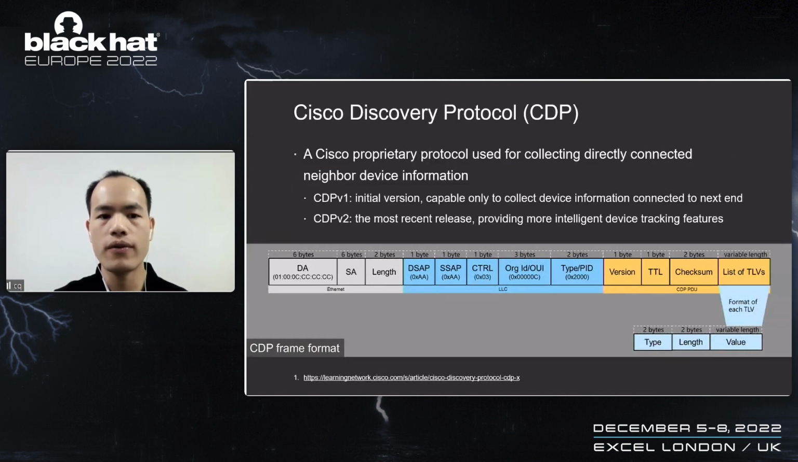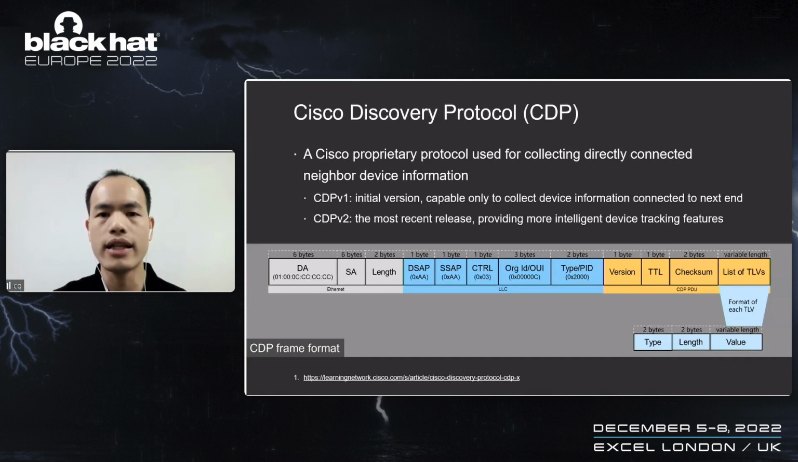As mentioned before, CDP is a Cisco proprietary protocol used for collecting information about directly connected devices, like hardware, software, device name details, and so on. It has two versions. At the moment, V2 is the most recent release and provides more features than V1. Therefore, it's more prevalent on Cisco devices. The following is an example of a CDP frame format.